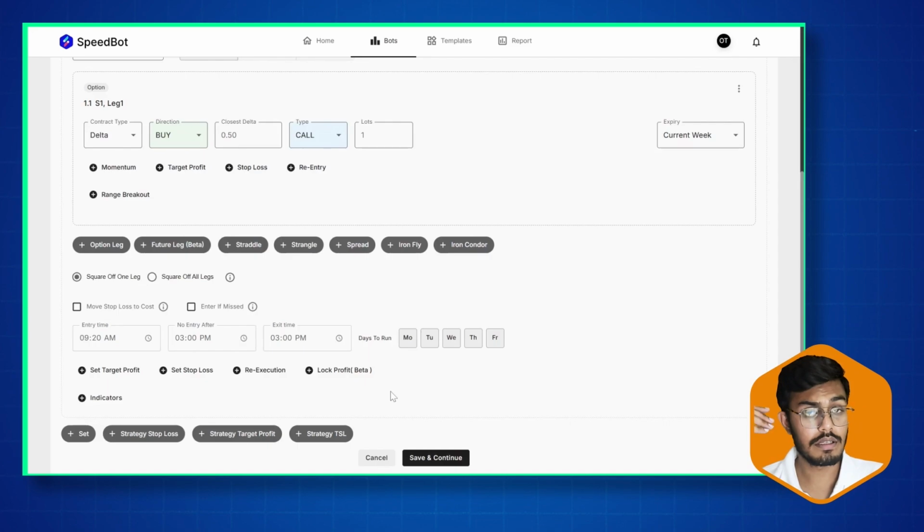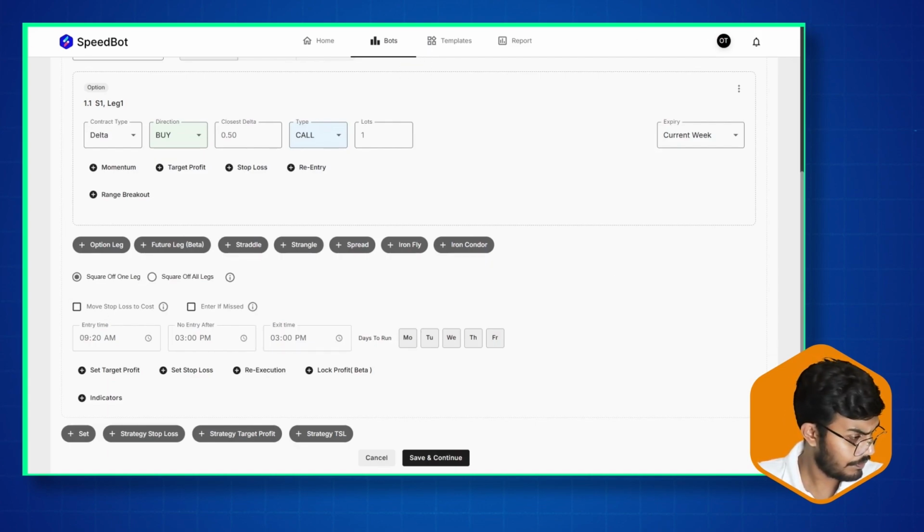If you have any other feature request that you'd like to get enabled on SpeedBot, then I'll be happy to take them. I believe that I've answered your question. So let's move on to the next question.